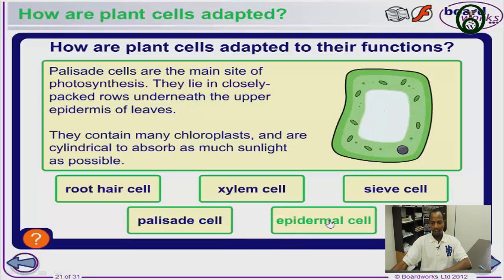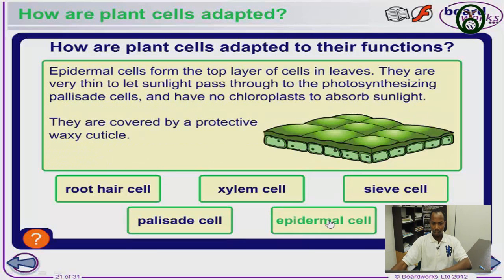Okay, now what of the epidermal cells? The epidermal cells form the top layer of the cells in the leaf. They're very thin and they let the sunlight pass through to the photosynthesizing palisade cells, and they have no chloroplast to absorb the light, the sunlight energy. Okay, that's that for that.